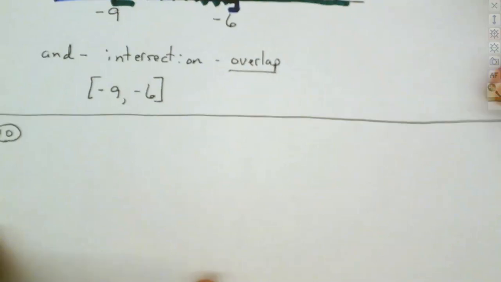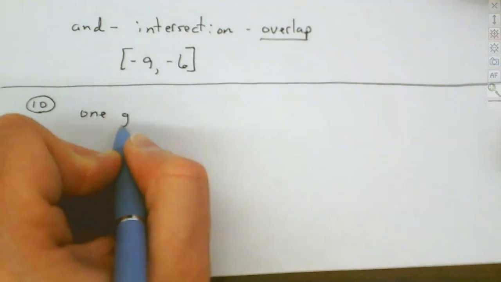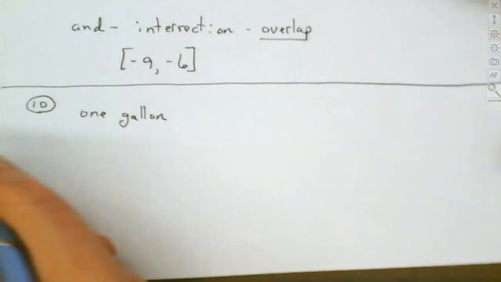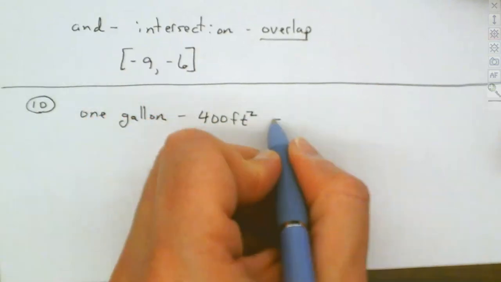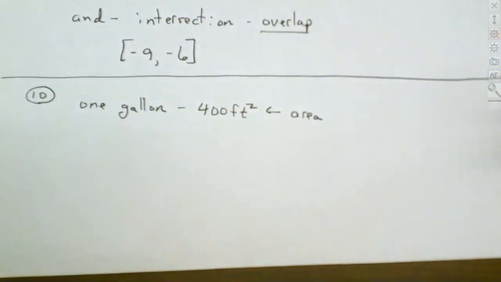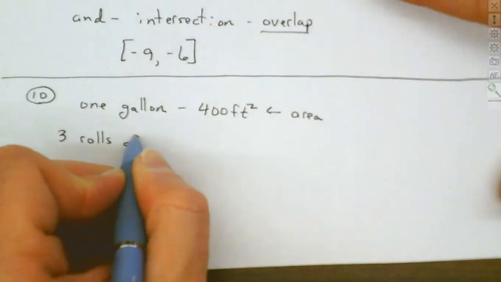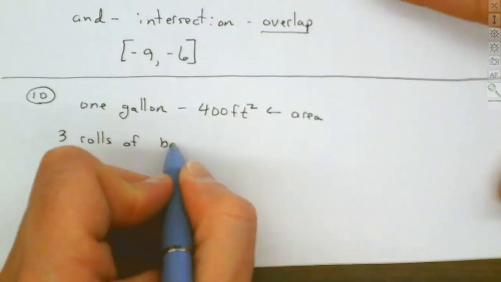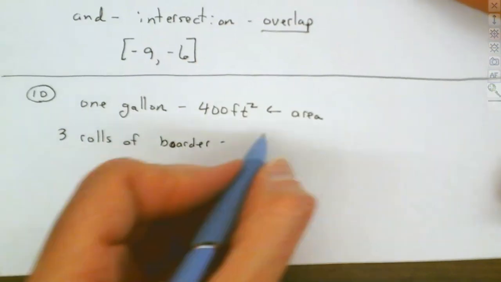Now, let's talk about our paint. When we have 1 gallon of paint, which is the same for all of these, 1 gallon covers that 400 square feet. So that's an area. So we'll talk about that one first. So 1 gallon, 400 square feet. Square feet means it's an area. Now, what about the border? We have 3 rolls of border. And each roll has 5 yards.